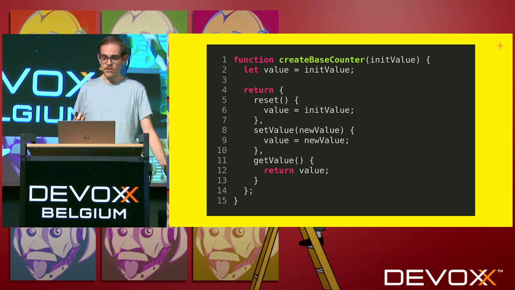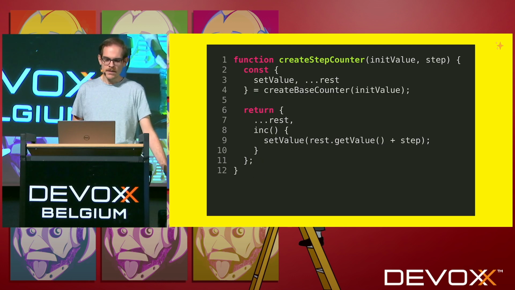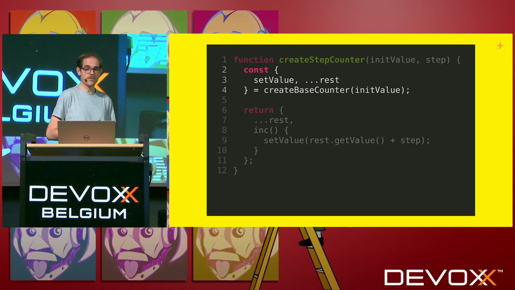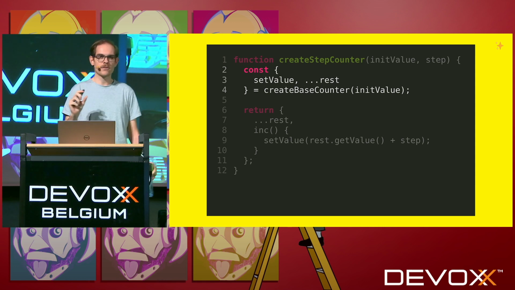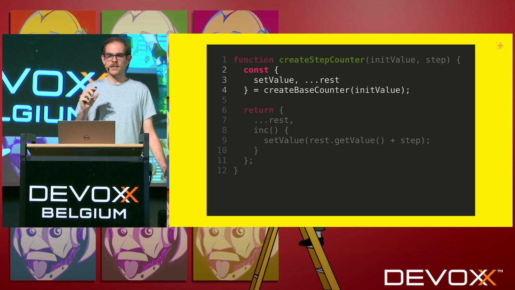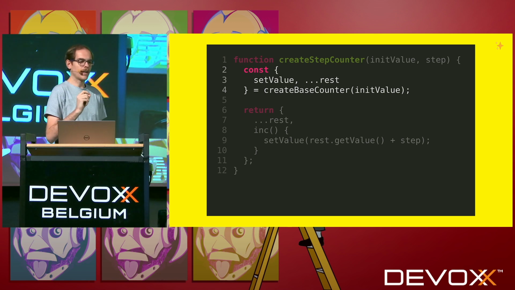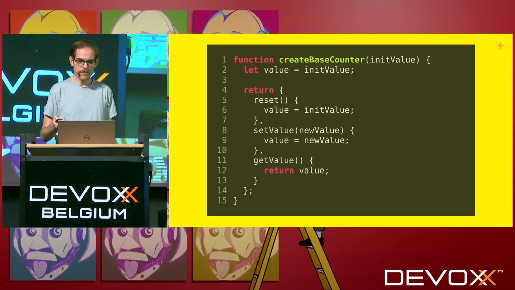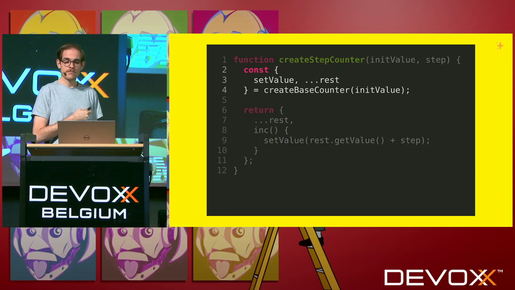So if we wanted to do the StepCounter from before, there you go. We call CreateBaseCounter with the initial value, and notice that we get setValue and then the rest of the properties. And this is because we want to use setValue inside of our StepCounter implementation, but we don't want to expose it. We want to expose an increment method like before. So as you can see, what we return is an object that has all the base counter properties, which are basically the reset and the getValue.